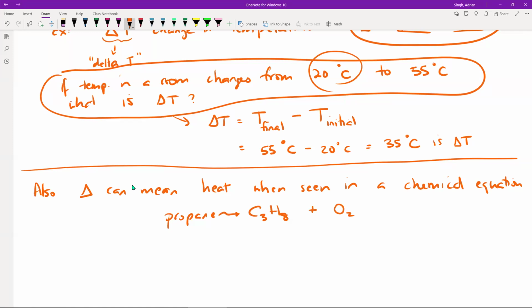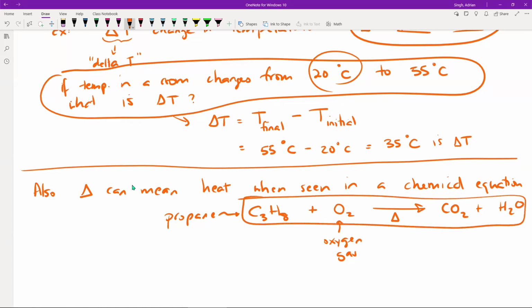So propane, in the propane grill or whatever, reacts with O2 here. O is oxygen, and oxygen exists as two of these O's stuck together, oxygen gas. These can react with each other to make carbon dioxide, which is C and two O's. And we also get water, so two hydrogens and an oxygen. Okay, and we can see a little triangle down here that in this case doesn't mean change in something. Here in the chemical equation, it actually means heat to get the reaction going.